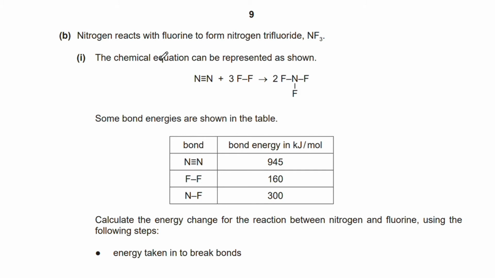B part. Nitrogen reacts with fluorine to form nitrogen trifluoride, NF3. The chemical reaction can be represented as shown: N triple bond N plus 3 F single bond F. It forms nitrogen trifluoride, as you see, 2 molecules of nitrogen trifluoride. Now, some bond energies are shown in the table. This is for nitrogen-nitrogen, fluorine-fluorine and nitrogen-fluorine that are given.